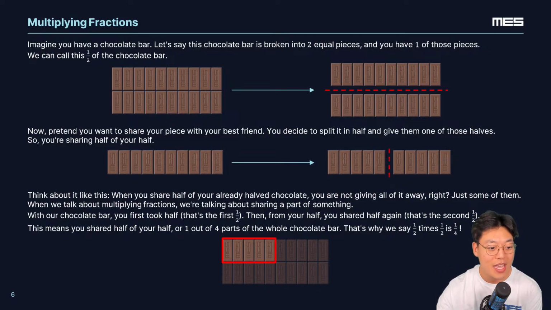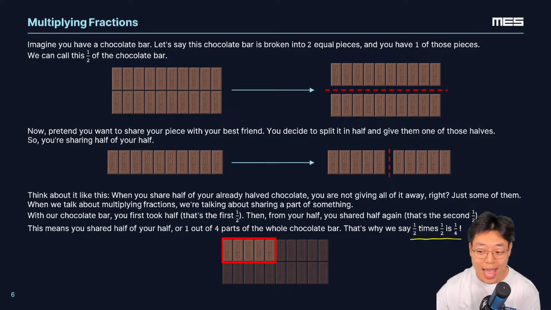That's the second half. This means you shared half of your half. So if you take half of a half, you have 1 out of 4 parts of the whole chocolate bar. That's why we say 1/2 times 1/2 is 1/4. And that's where we get the pattern, right?